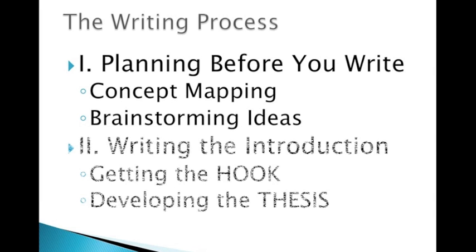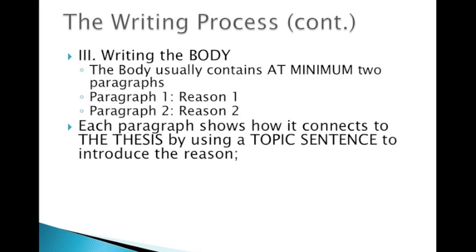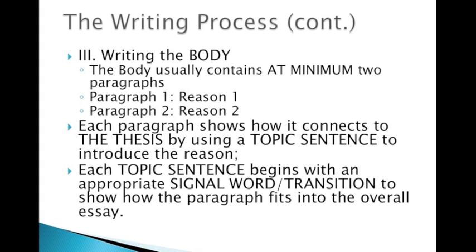So again, in our part of the writing process, we've talked about Part 1, the planning stage, Part 2, writing the introduction, and began our discussion of Part 3, writing the body. As we said before, the body usually contains at minimum 2 paragraphs, focusing on 2 different reasons that you're trying to introduce in the essay. Each of these paragraphs shows how it connects to the thesis by using a topic sentence. This topic sentence will help introduce the reason you're trying to make. And then each topic sentence usually begins with an appropriate signal word or transition, and this will show how the paragraph fits into the overall essay.